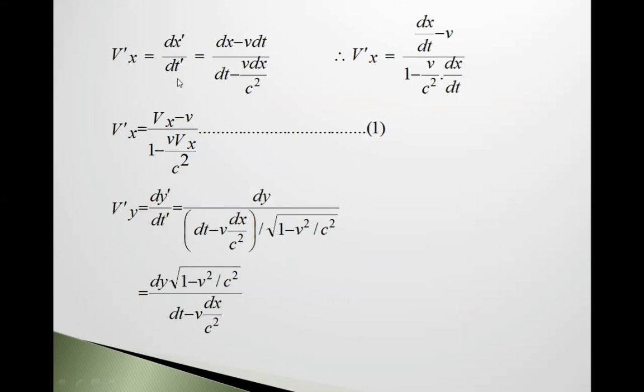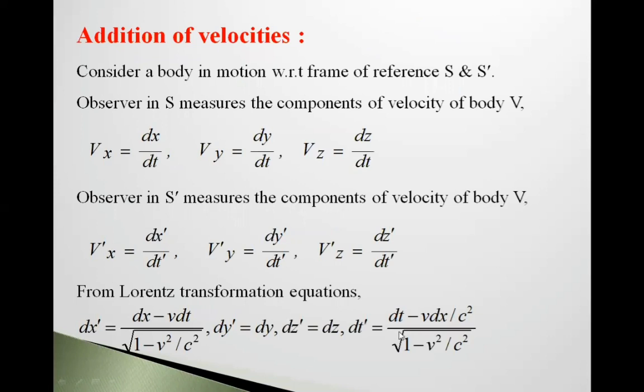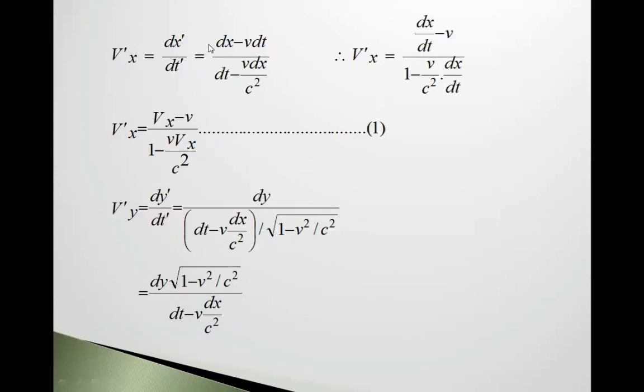Now Vx dash is equal to dx dash by dt dash. So putting in the values of dx dash and dt dash, we get dx minus v dt upon dt minus v dx by c square. Now divide this term by dt, and also this term by dt. We get Vx dash equal to dx by dt minus v, upon dt by dt is 1, minus v upon c square, and dx by dt is Vx. So Vx dash is equal to Vx minus v upon 1 minus v Vx upon c square. Equation first.